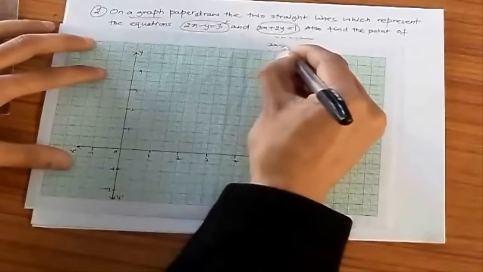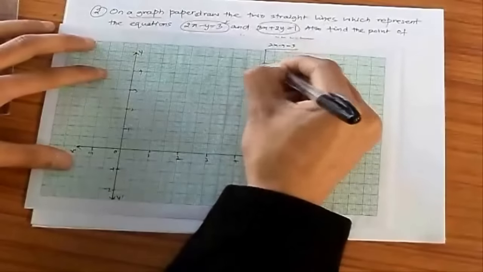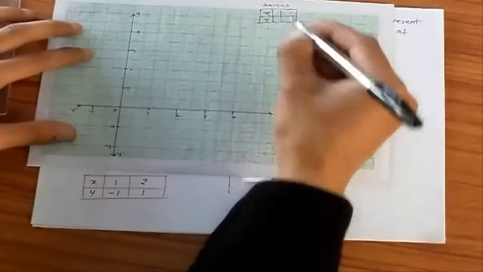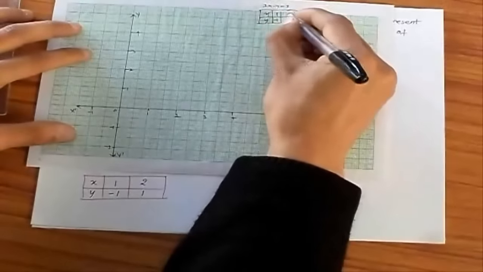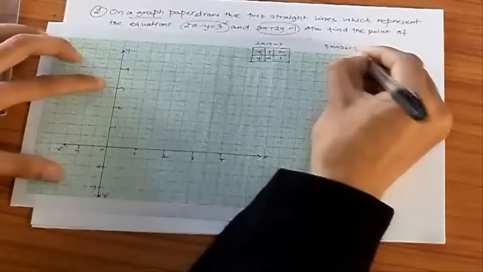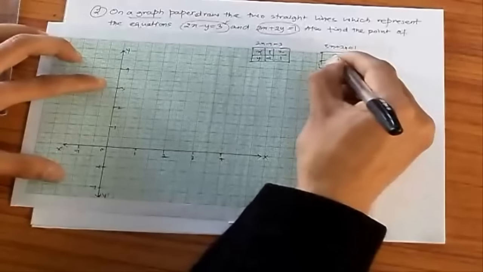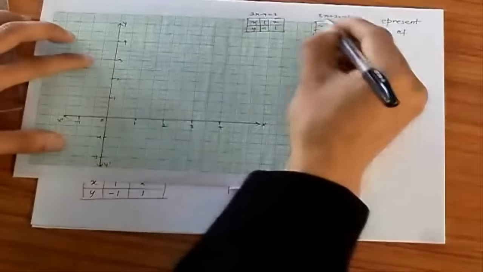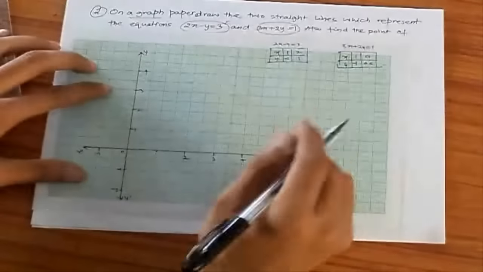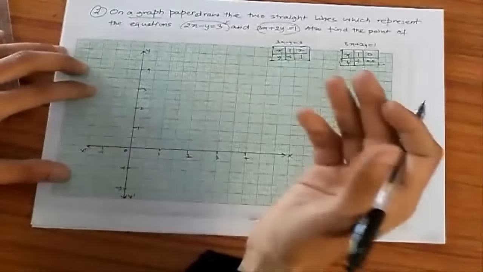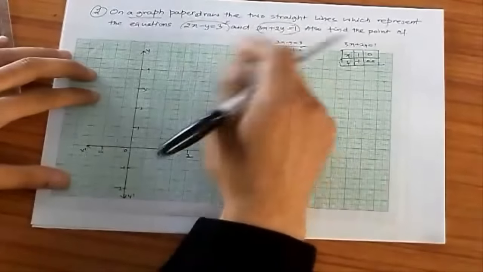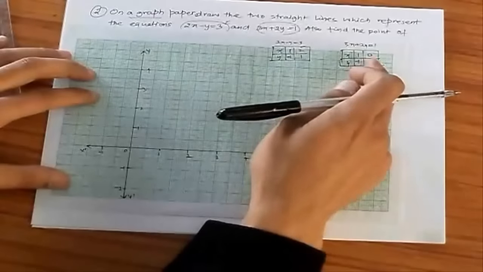For 2x minus y equals 3, we have x and y. We have taken x equals 1, we get y equals -1. When x equals 2, y equals 1. Another equation is 3x plus 2y equals 1. We have 2 solutions: when x equals 1, y equals -1, and when x equals 0, y equals 0.5. Now we are going to plot turn by turn. Don't mix up all the things, then you will get confused. First, plot 2 points of this equation and join it. Then plot 2 points of the other equation and join it.